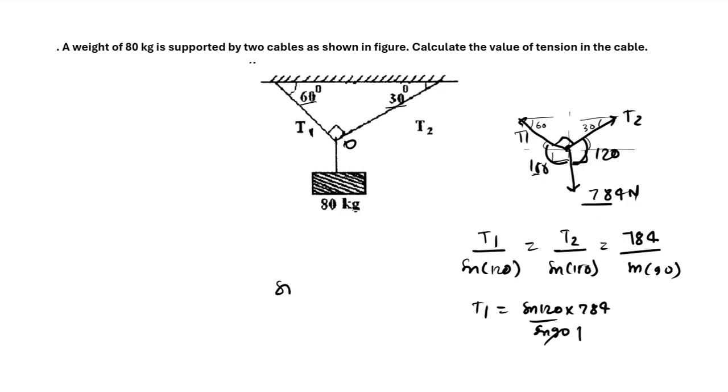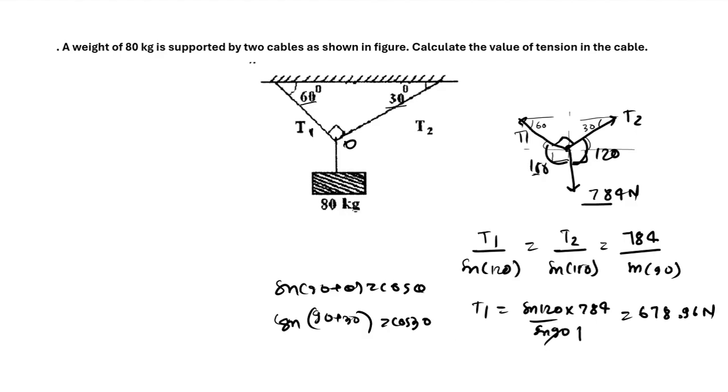And for sine of 120, sine of 90 plus theta is nothing but cos theta, as you know. So if you put sine of 120 as 90 plus 30, then you will get that sine of 120 is nothing but cos of 30. So just write cos of 30 into 784. You will get 678.96 Newton as your T1.